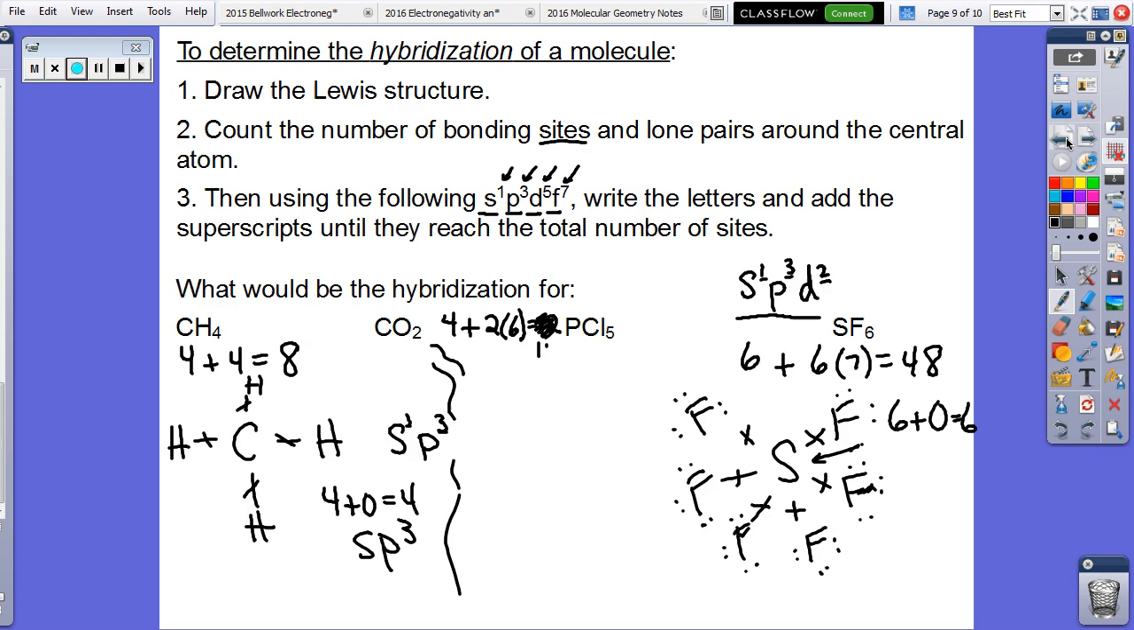All right, so you're going to get a lot more practice with this, but know that this is here for you to refer back to if you forget any of the steps in figuring out the molecular shape or how to figure out hybridization.